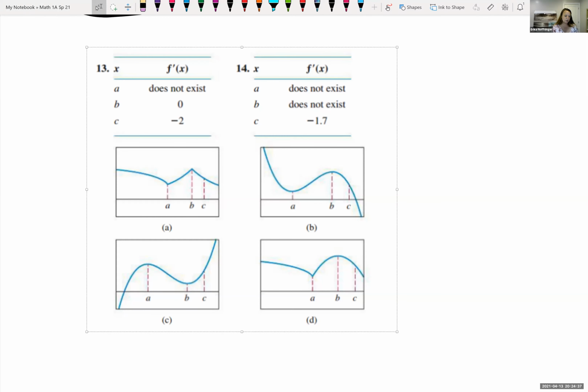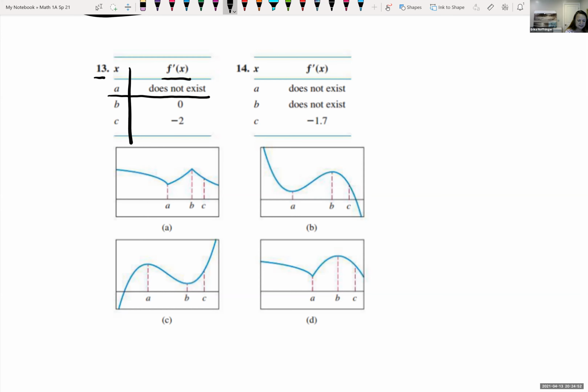Okay, so we have an example here where we're given a table of information and we want to match which graph matches the information. And so on number 13, we're given that with x equals a, this derivative doesn't exist. So if a derivative doesn't exist, then I know that there's some sharp corner happening at that value x equals a, or it's a jump in the graph, or it's undefined at x equals a.